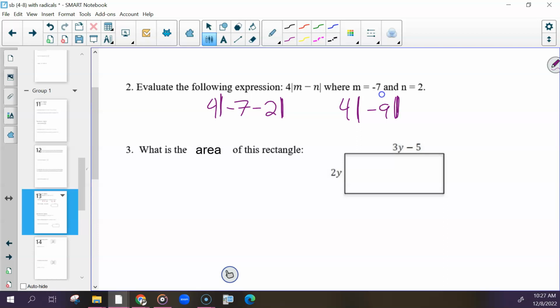There's nothing else left to do on the inside, so the absolute value bars would drop. This would become a positive. So this would be positive 36. Questions on that one?